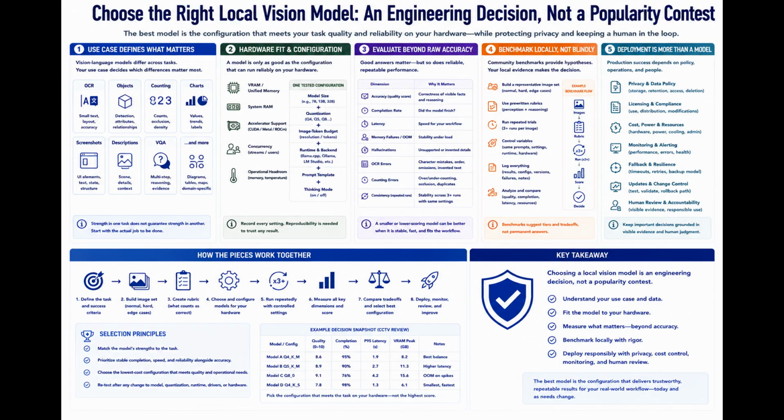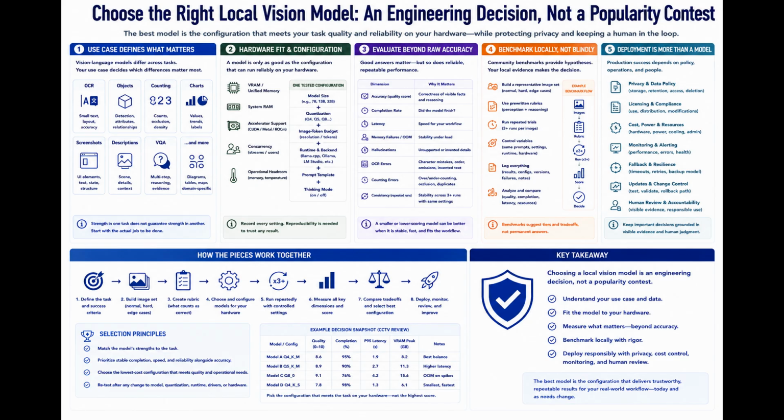Choosing a local vision model is an engineering decision, not a popularity contest. Vision language models differ across OCR, objects, counting, charts, screenshots, descriptions, and visual question answering. The use case defines which differences matter. Hardware fit includes VRAM or unified memory, system RAM, accelerator support, concurrency, and operational headroom. Model size, quantization, image token budget, runtime, prompt template, and thinking mode form one tested configuration.